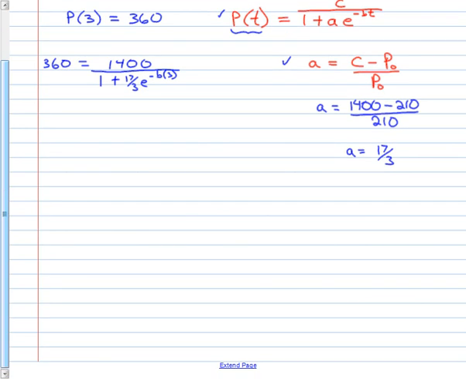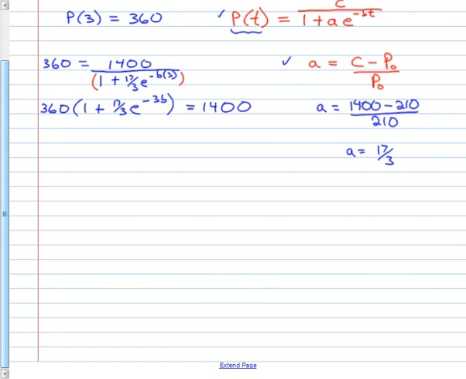So I'm going to get rid of this fraction. I'm going to multiply by that denominator over here on the 360. So I get 360 times 1 plus 17/3 e to the negative, I'm going to write it as 3b this time, and that must equal 1400. So I just multiply by the denominator to move it over to the left side.